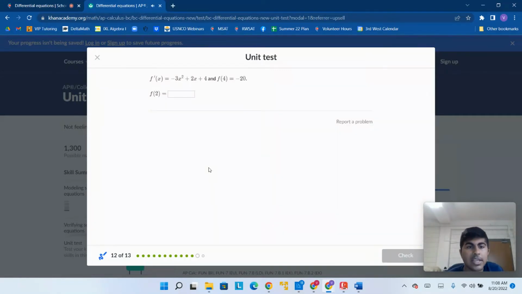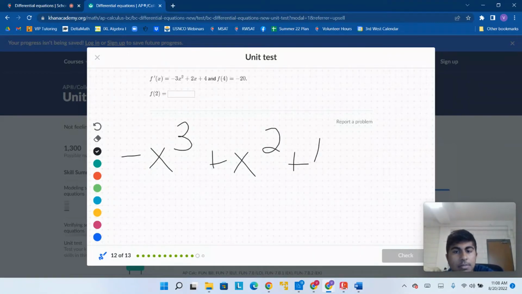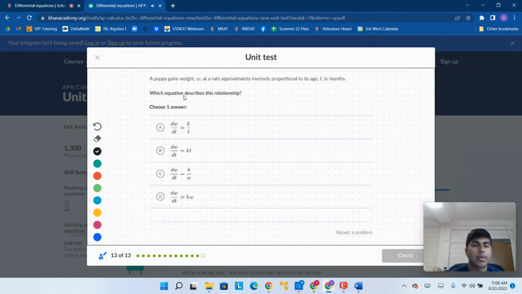F prime of x equals negative 3x squared plus 2x plus 4, and f of 4 equals negative 20. Find f of 2. So we take the antiderivative, and we get negative x cubed plus x squared plus 4x. If we plug in 4 into this, then we get negative 64 plus 16 plus 16, so that's negative 32. We have to add 12 to get to negative 20, that's the constant. Now we plug in 2, we get negative 8 plus 4 plus 8 plus 12. So the 8's are going to cancel, and you have 4 plus 12 is 16, and we can keep going.